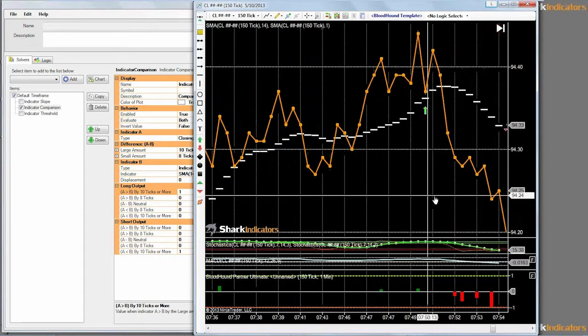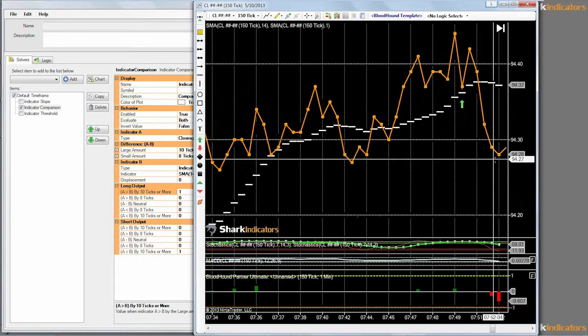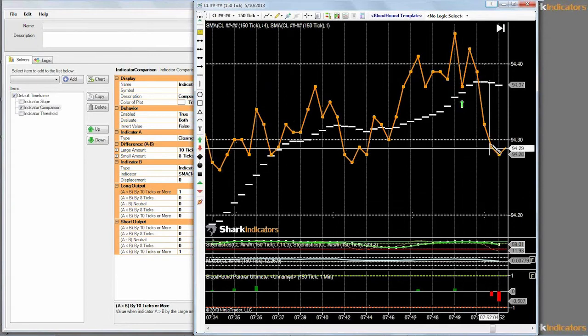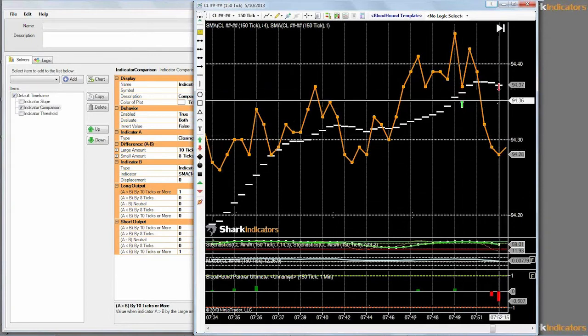So let's take a look at this bar right here. We can see our SMA is at 34 cents and our closing price is at 28 cents. So that's a 9-cent difference, or a 9-tick difference. And if we look at our solver's output, we're at a 60% confidence.